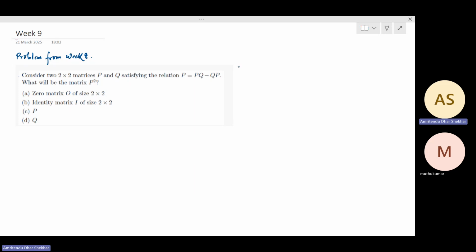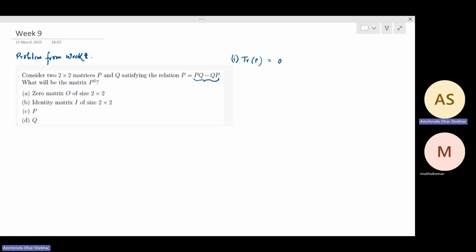The first is that the trace of P is equal to 0, because the trace of P is equal to the trace of PQ minus trace of QP, and the trace functional distributes over matrix sums and matrix multiplications. And so the trace of this quantity is equal to 0. So trace of P is equal to 0. So this is the first thing we can deduce.